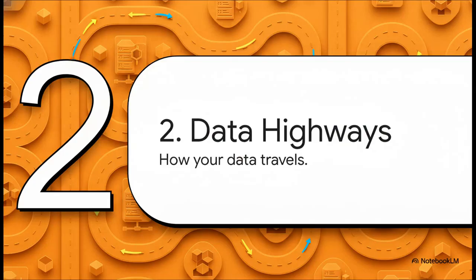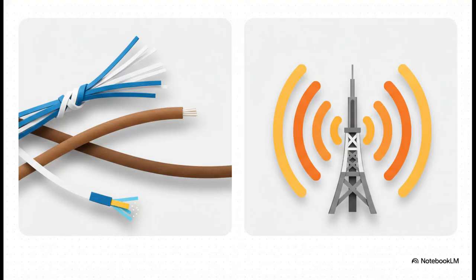Moving on to Section 2, Highways and Intersections, how your data physically travels. Now, every single packet travels along what we call communication media. You can think of these as digital highways, and there are 2 main types. First, we have guided media. These are the physical cables you can actually touch. You've got twisted pair cables for your standard internet, coaxial cables for things like cable TV, and then those lightning-fast fiber optic cables. And a crazy fun fact here, those fiber optic cables actually send data across the ocean floor using actual pulses of light.